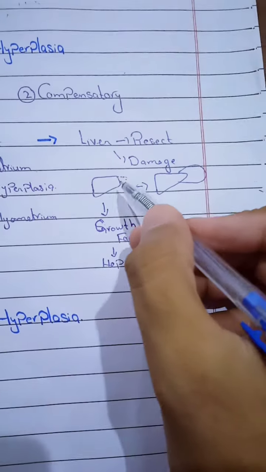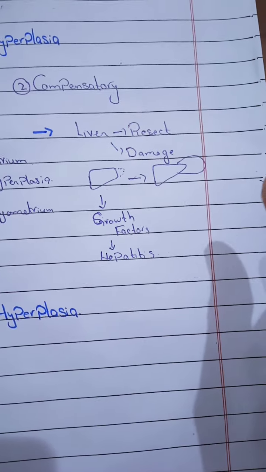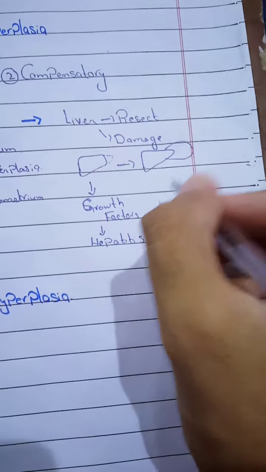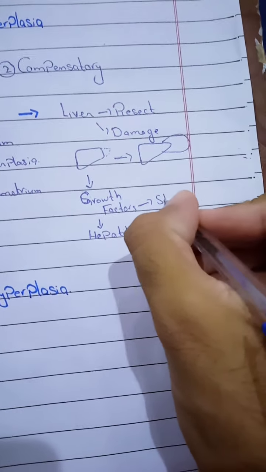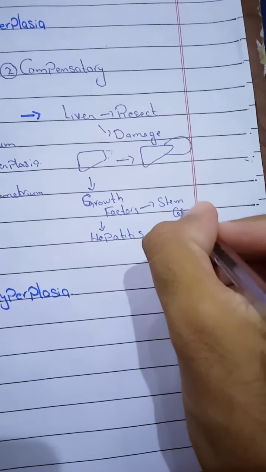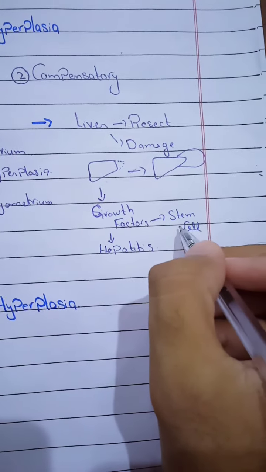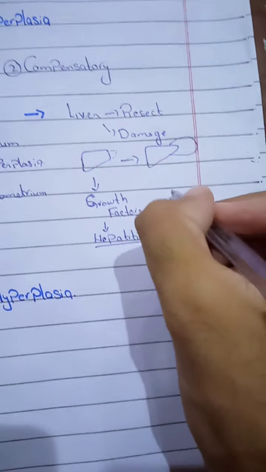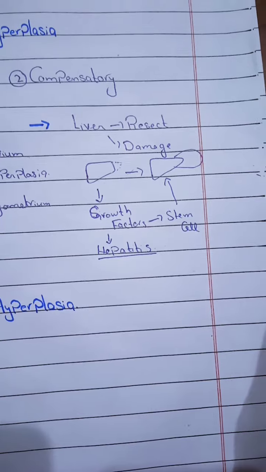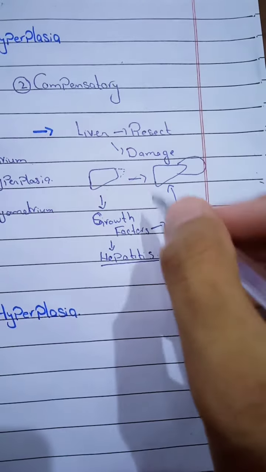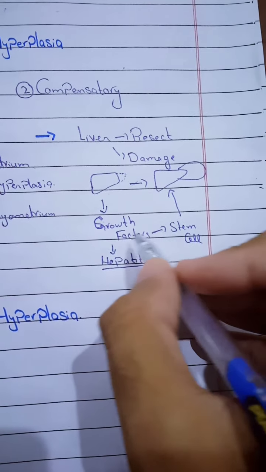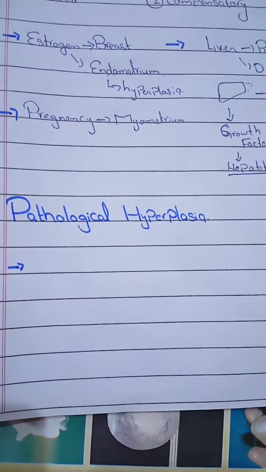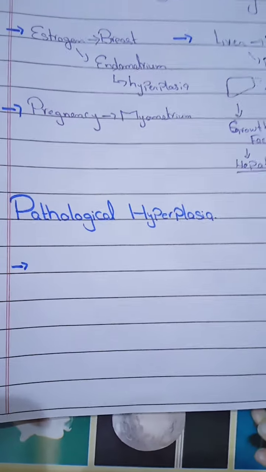Now how does the liver make these cells? From the stem cells. The liver also has its stem cells, and these growth factors work on the stem cells by an alternate mechanism. So they work on the cells because there is hepatitis going on in the liver. The stem cells make the liver go back to its original position. So this is the whole mechanism. If there is hepatitis, then the growth factor acts on the stem cells, and the stem cells make the liver again. So now I will tell you about pathological hyperplasia.